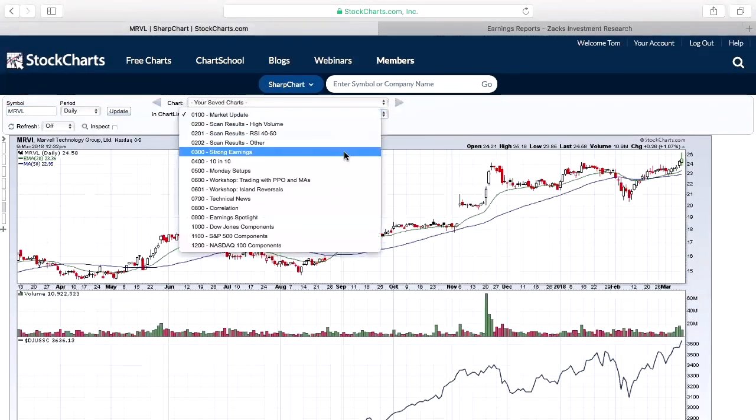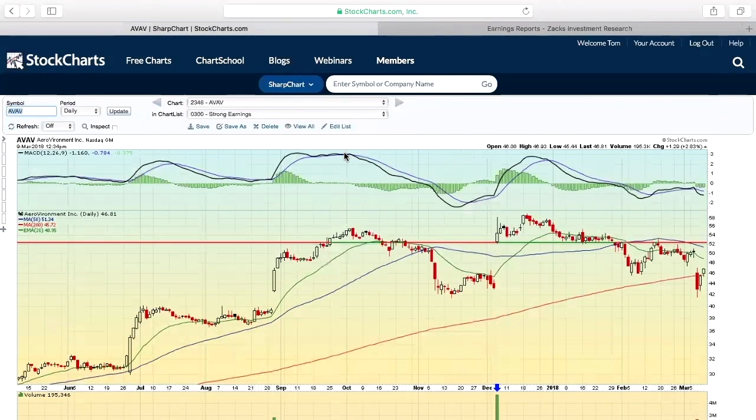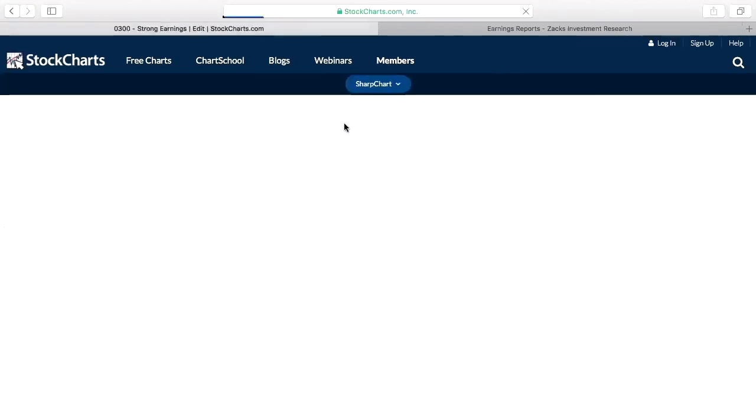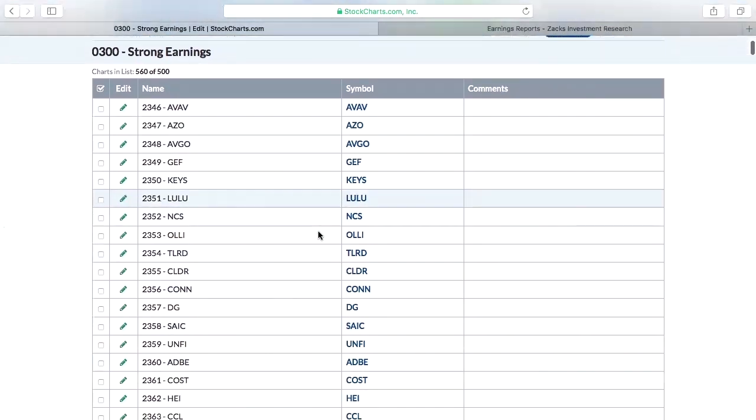So I have a strong earnings chart list. And on here, I have a number of stocks. I will show you. Let's go ahead and edit the list. Here you will see that I have them sequentially numbered. 2346 is the first one. That's only because I had deleted 2345 because earnings were coming up. Now, all of these I have in sequential order, but they're also in date order of earnings reports.